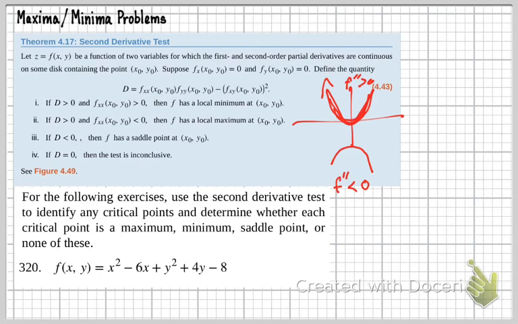Now condition 4 says if D equals 0, the test is inconclusive. So there are those conditions as well. Once it's inconclusive, I have to take a more analytical approach, like what we had in Calc 1 that we called the first derivative test. So we'd talk about the surface we're dealing with at that particular point, and maybe take paths and start to get more analytical about it.